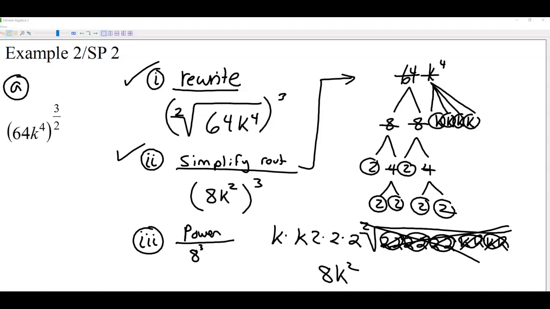512. All right. So we apply the 3 to the 8 and also to the k. What's k squared raised to the 3rd power? What did we say we do with those when we have a power being raised to another power? We multiply them so you get 6. So we have 512k to the 6 is my final answer. Okay? So 3 steps: rewrite it, simplify your root, and then do the power that's on the outside. Okay?